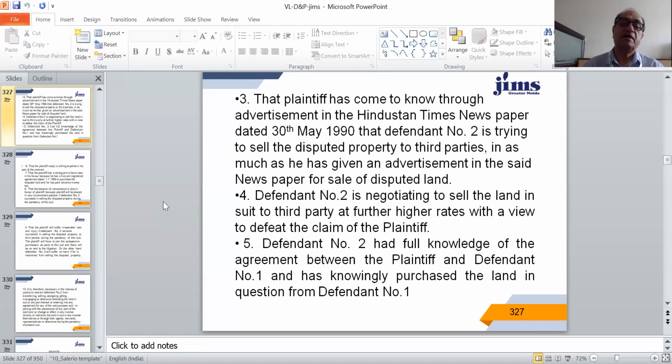And para 4, defendant number 2 is negotiating to sell the land in suit to a third party at further higher rates with a view to defeat the claim of the plaintiff. Para 5, defendant number 2 had full knowledge of the agreement between plaintiff and defendant number 1 and has knowingly purchased the land in question from defendant number 1.